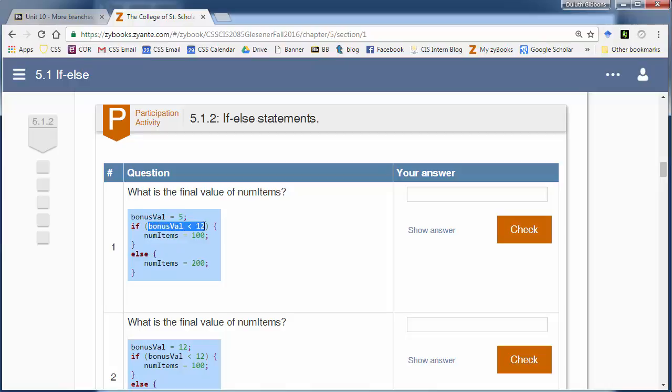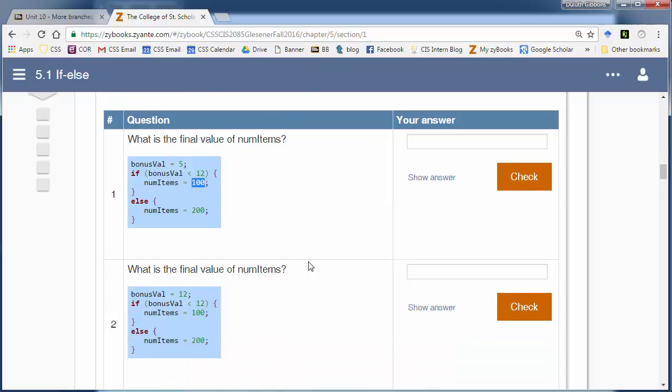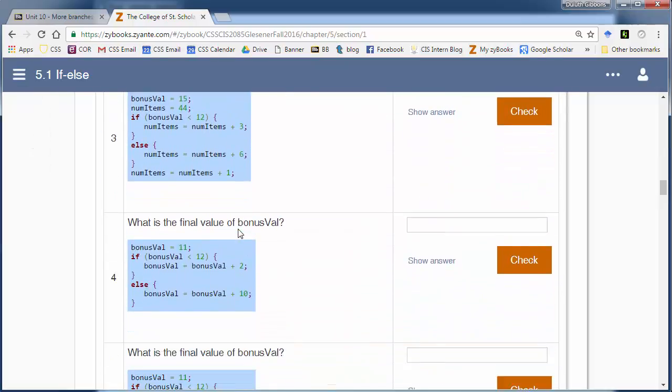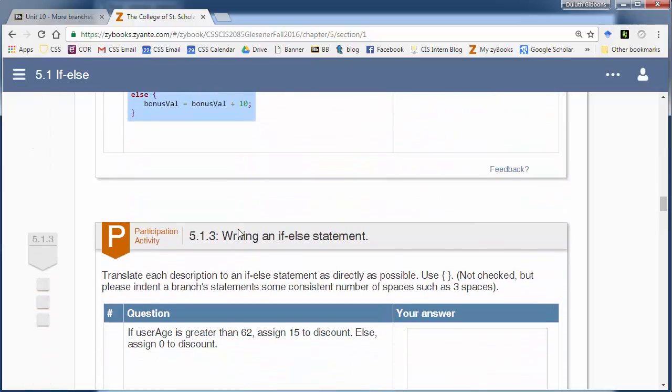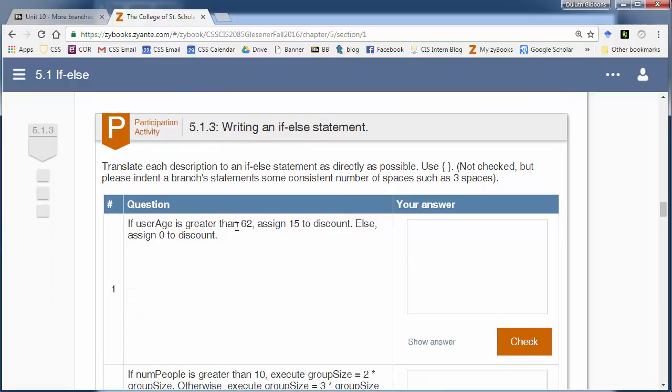Depending on whether it's true, in this case, bonus value is 5 and the question is: is bonus value less than 12? Well, 5 is less than 12, so that's true. So we do this statement and not this statement. Their answer is here, they're asking for a number of items, and at the end the number of items would be 100 here. Okay, so go through these examples, get these all done. These are good practice and good thinking exercises.